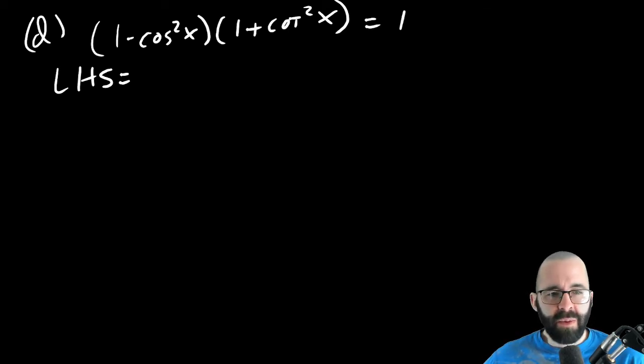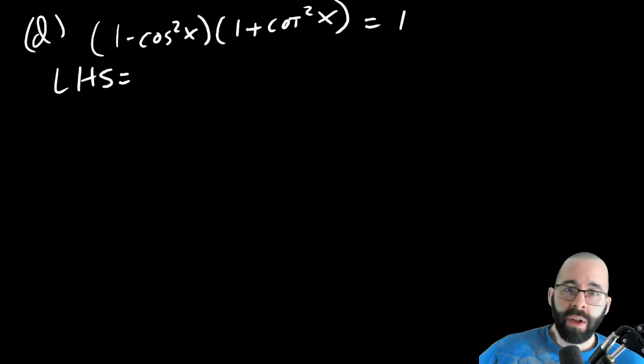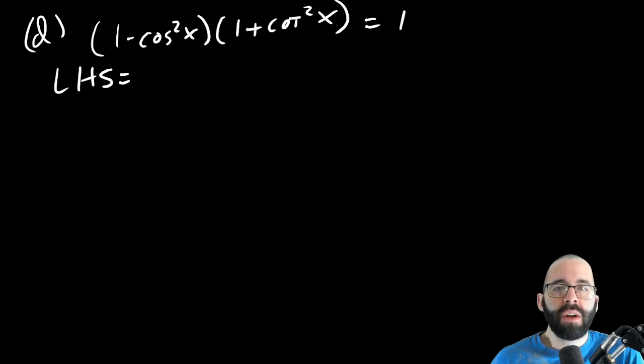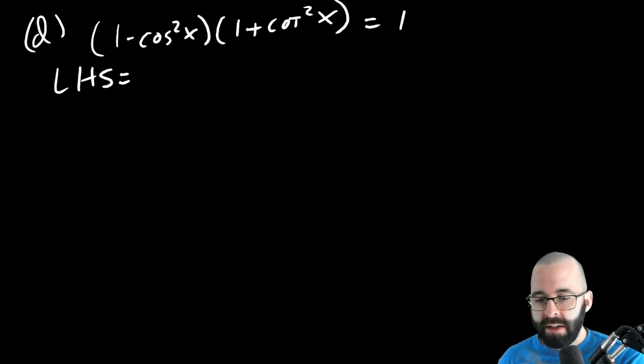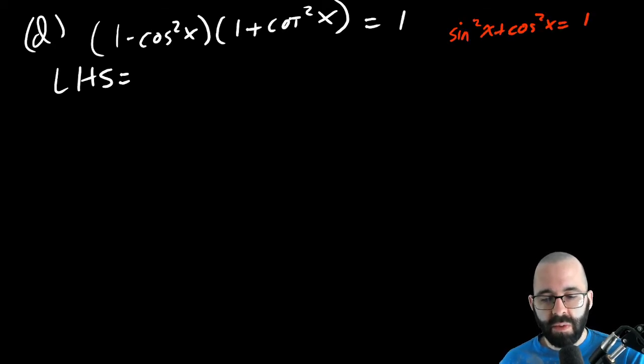Another thing to do is, can we use Pythagorean identities to simplify? If we use Pythagorean identities, we might not have to FOIL at all. And that's what we're going to choose. So the 2 relevant Pythagorean identities: sine squared of x plus cosine squared of x equals 1, and 1 plus cotangent squared of x equals cosecant squared of x.